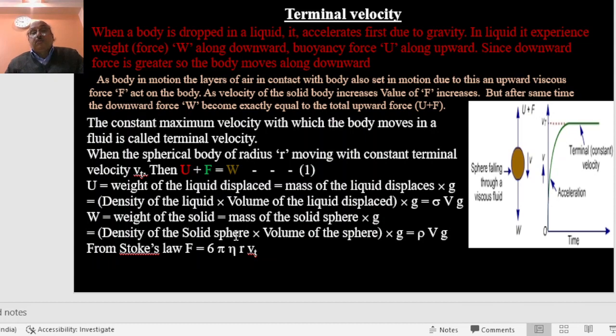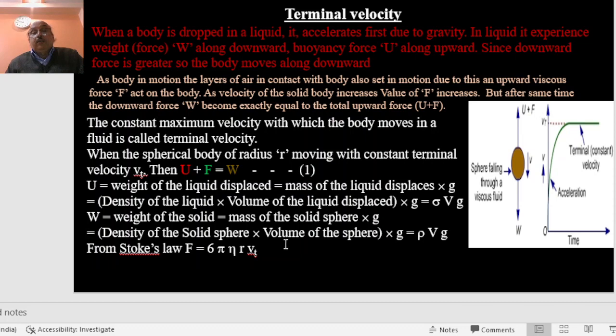So it is density of the solid sphere into volume, so it is rho Vg. V of the solid object is equal to the displaced liquid, and at the same time the viscous force is acting upward. It is 6 pi eta r vt.